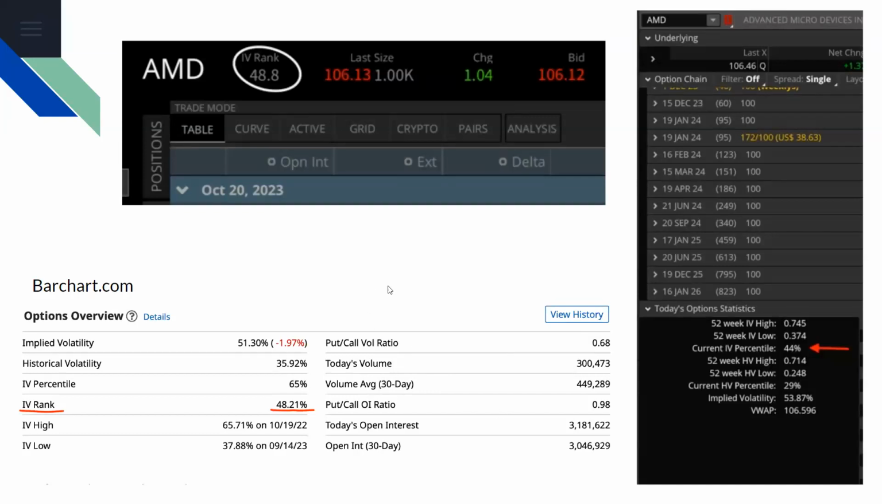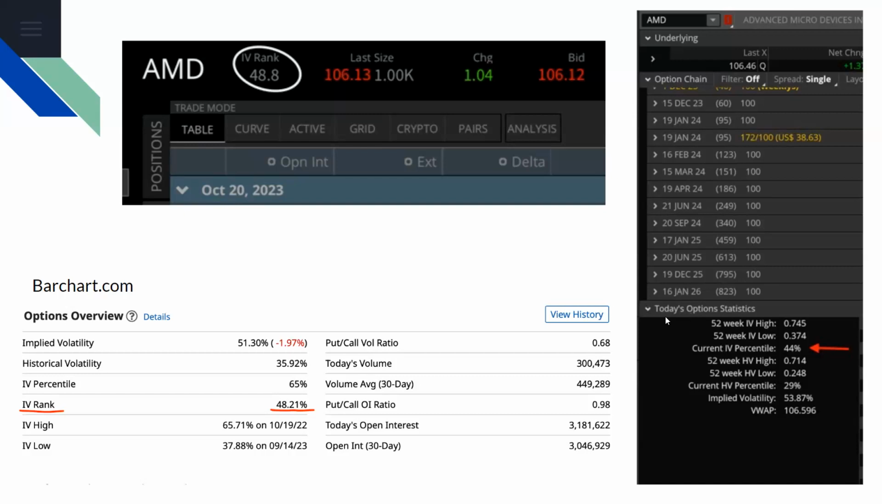And here's a few examples up here on the top. This is Tasty Trade. You can see at the time that I took this, AMD had an IV rank of 48.8. On the right-hand side here, we have Thinkorswim. You can find this under the options chain.